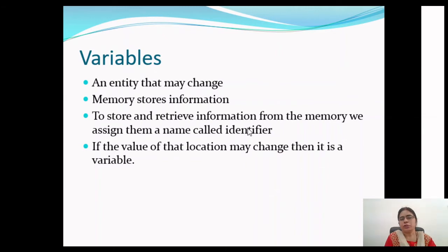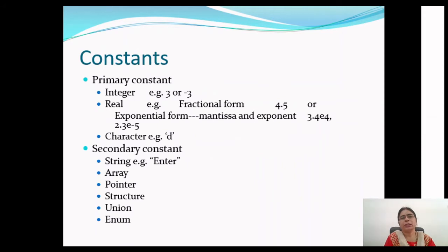So we'll associate a name with that particular memory. And now if the value of that location may change, then we call it a variable. So we can have variables with different values. We can have the value of that variable as input from the user, or we can define variables for our own purpose, for our own processing, and then we can use it. So if we can change the value of that location, then we call it a variable. Otherwise, we call it a constant. So the concept proceeds like this.